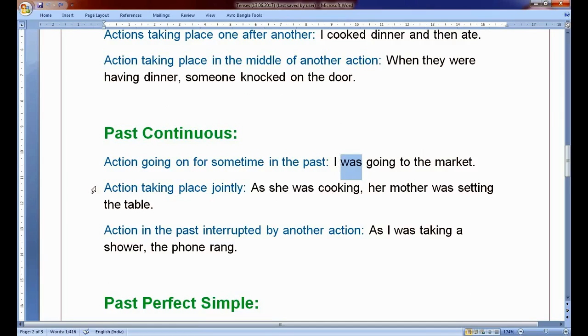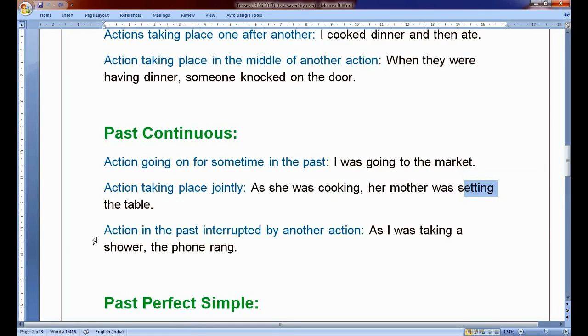Secondly, action taking place jointly, which means that two actions are occurring concurrently or side by side along with each other. In the example, I have written, as she was cooking, her mother was setting the table. This means that the cooking part and the setting part were taking place at the same time.